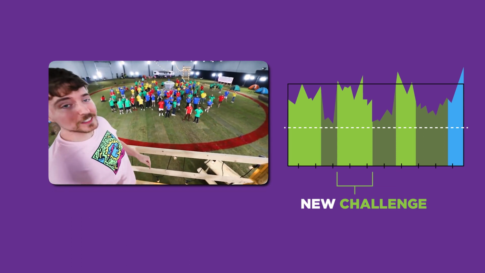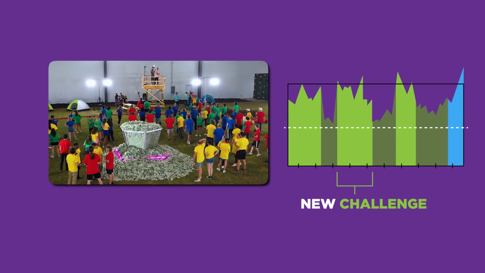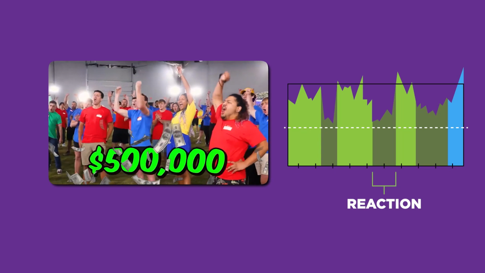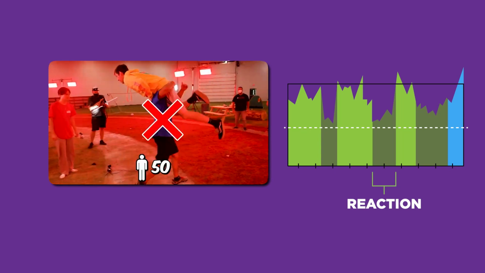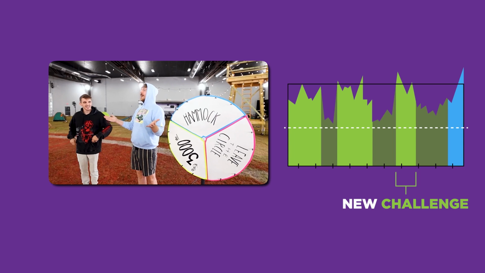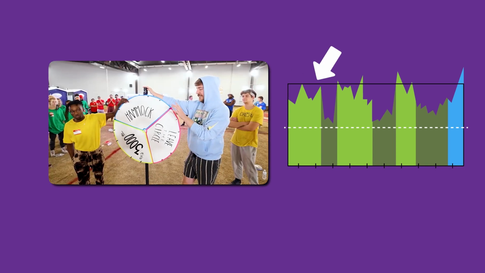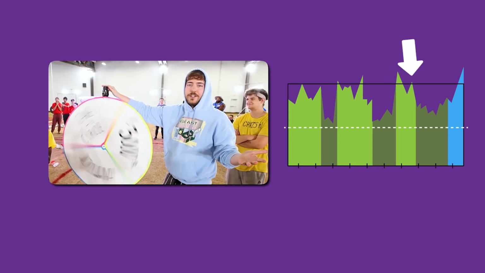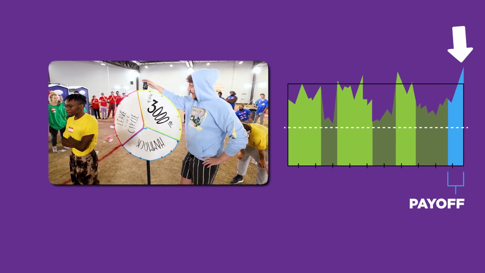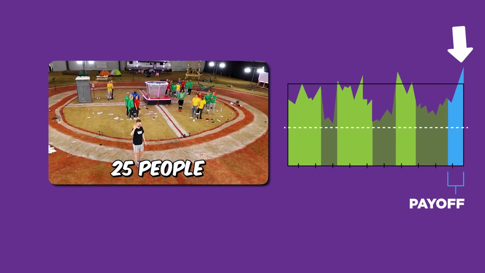The loop opens with a high-energy, exciting introduction of the new challenge, followed by the lower energy of people reacting to the challenge and leaving the circle, followed by a new loop with a new exciting challenge. This keeps the pacing up throughout the entire duration of the video, right up until the final high-energy payoff of the $500,000 winner at the end.